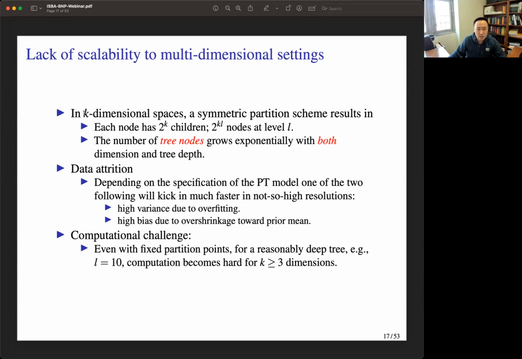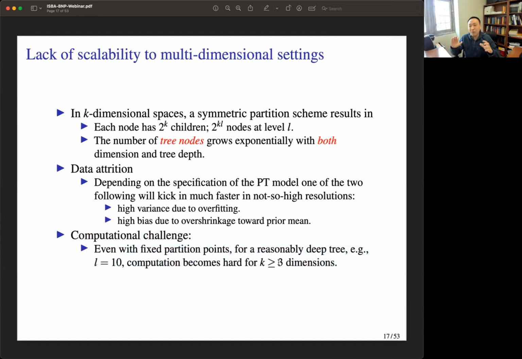If we think about the traditional way of splitting up the sample space, if we adopt a symmetric partition scheme, then in a k-dimensional space, each time you split a node, you're going to have 2 to the k children. And if you go down the tree levels, the number of nodes in each level L is going to be 2 to the kL. It grows exponentially both in the level of the tree and in the dimension. So quickly, there are 2 issues that come up. One is that computationally, you're going to have to deal with a lot of blocks. And if you want to work with a reasonably deep tree, like 10 levels down, it's very difficult to go beyond 3 dimensions because it's 2 to the 30th and more, right?